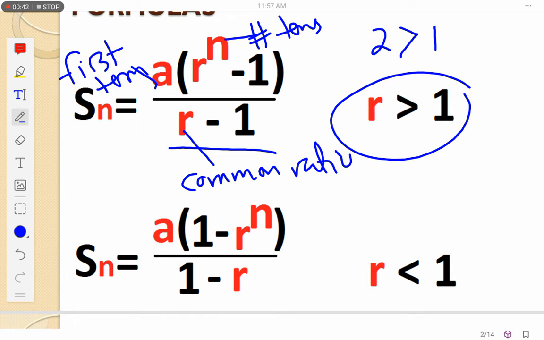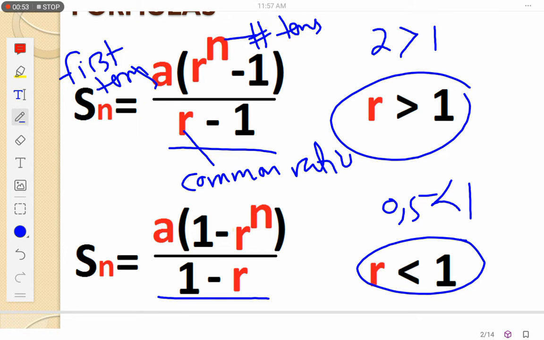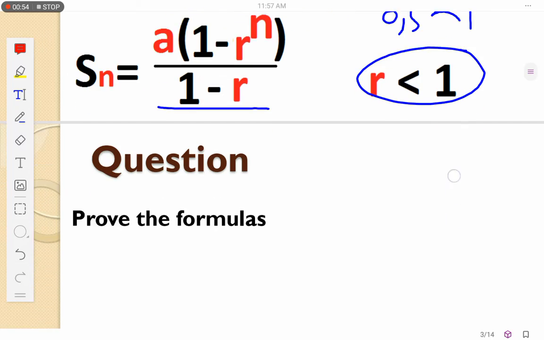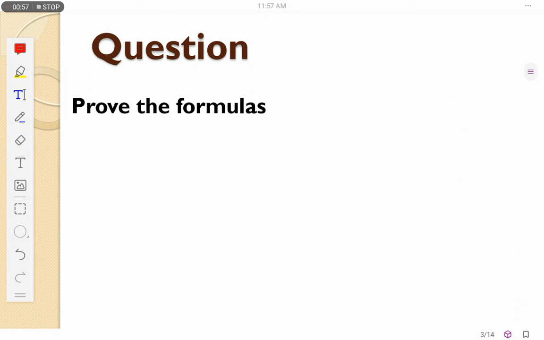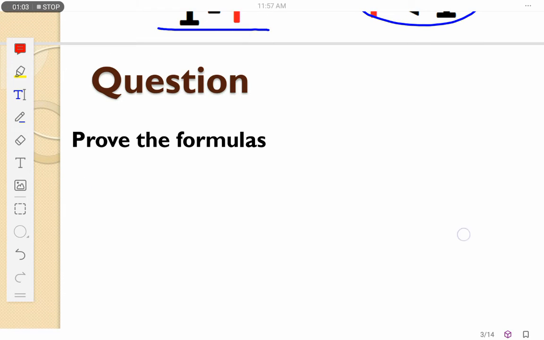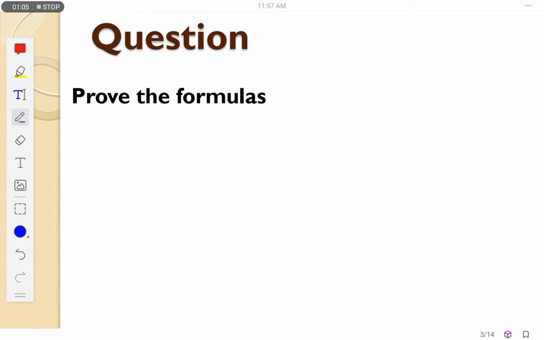Okay. Then when we have our r being less than 1, let's say 0.5 is less than 1, we use this formula with 1 minus r. So here I've got these questions where we want to prove these two formulas. To prove those two formulas, I'll start with the summation of n terms. I want us to derive from the basics.